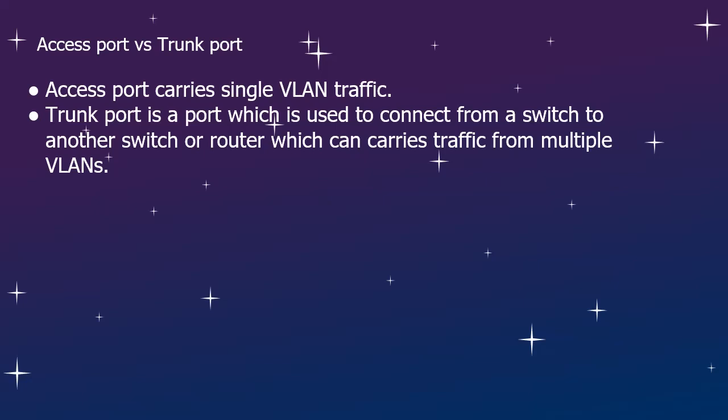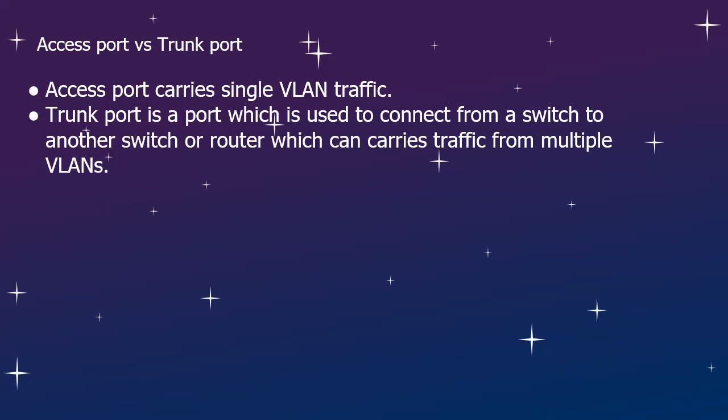So now let's take a look into different types of ports available, which is access port and trunk port, and when to use an access port and when to use a trunk port. An access port carries the traffic of a single VLAN, whereas a trunk port can carry multiple VLAN traffic, and the trunk port is actually used when you connect a switch to a router or when you connect a switch to another switch.